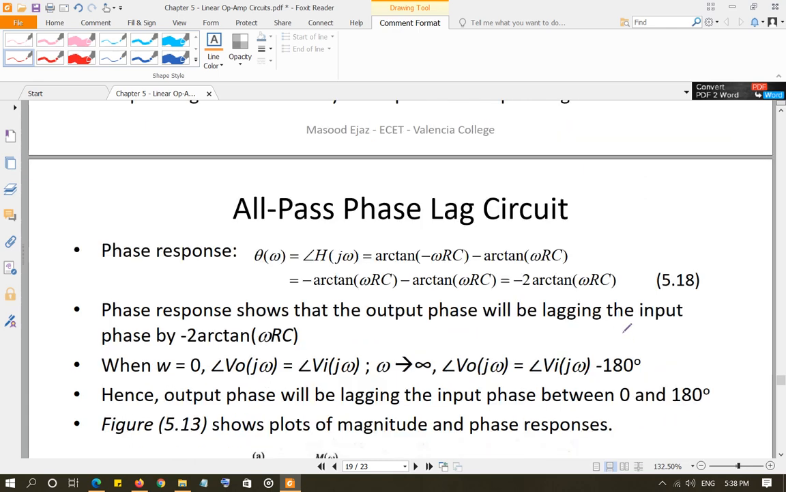So if you want to calculate the output phase, then the output phase will simply be the phase of H of j omega plus the phase of the input, right?